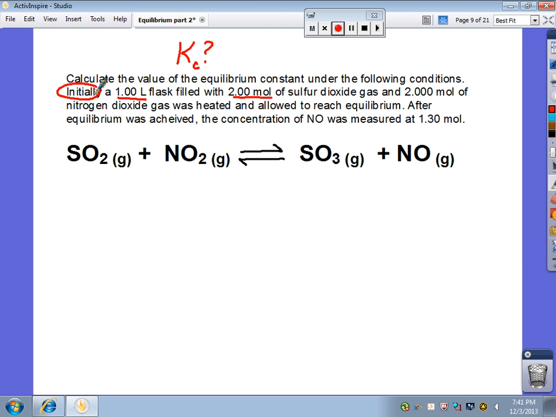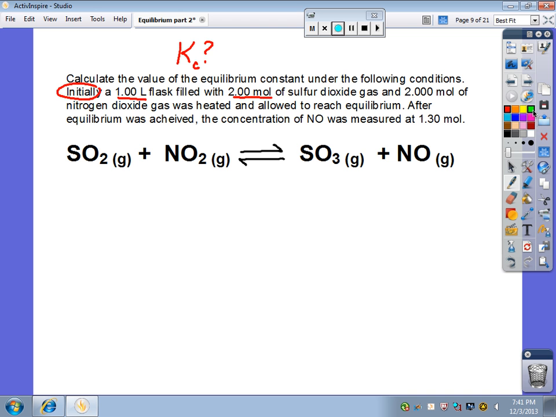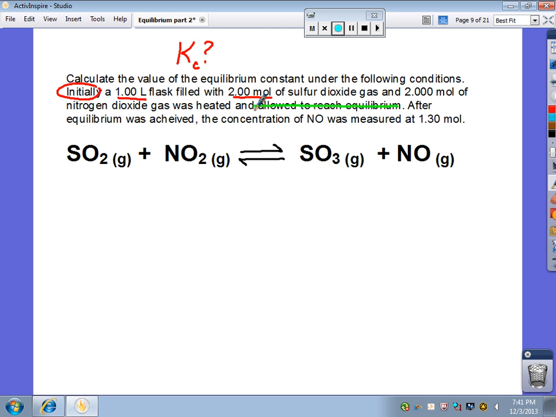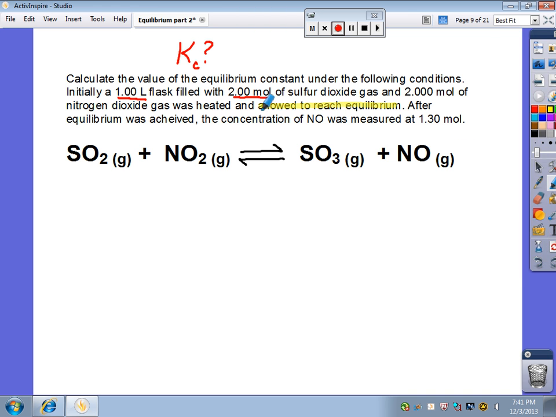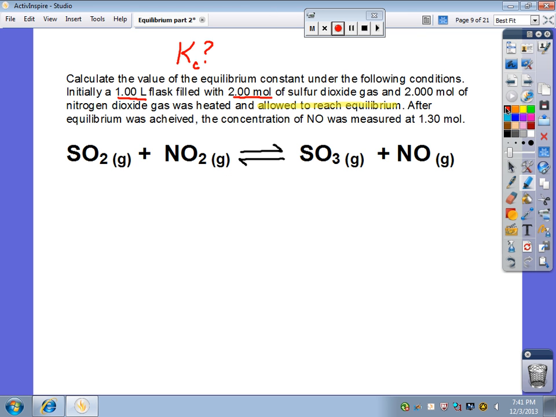So if you read that very first sentence, you can see that it is not at equilibrium, it's allowed to reach equilibrium. And that didn't work, did it? Because that was a pen. So, sorry, let's highlight and let's use yellow. It's allowed to reach equilibrium, so it's not at equilibrium. That means we're going to use ICE.